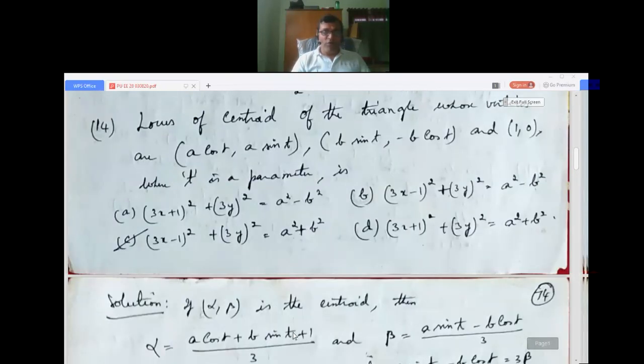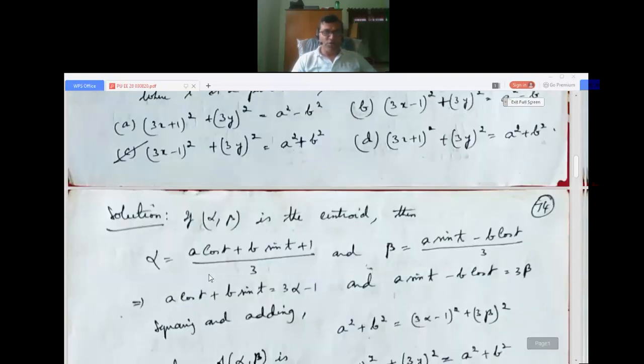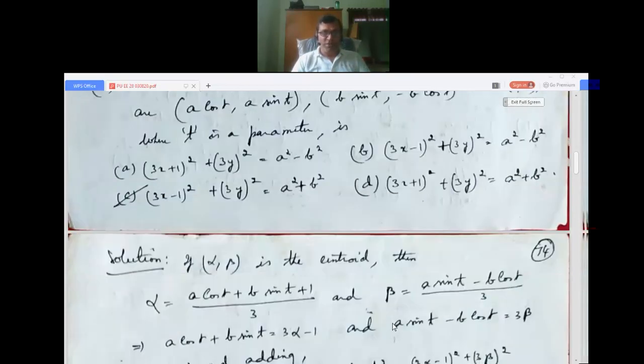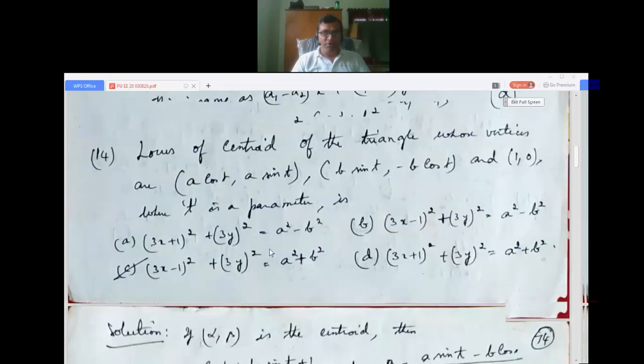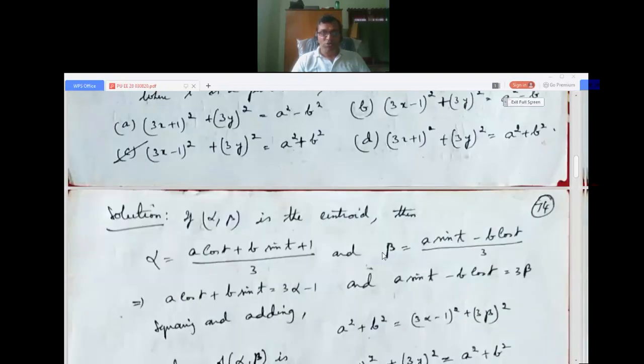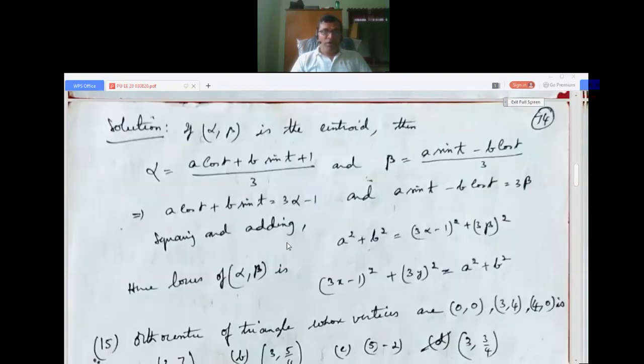Okay, now if (alpha, beta) is the centroid, then alpha is equal to (x1 plus x2 plus x3) by 3, and beta equals (y1 plus y2 plus y3) by 3. Same formula used, that is (a cos t plus b sin t plus 1) by 3, and (a sin t minus b cos t plus 0) by 3. Now, a cos t plus b sin t plus 1 is 3 alpha, and this is 3 beta, so I cross multiply: a cos t plus b sin t is 3 alpha minus 1, and a sin t minus b cos t is 3 beta. Then squaring and adding.